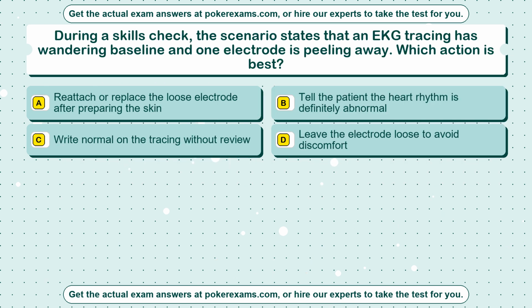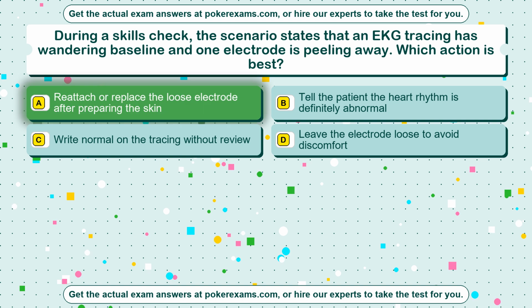Question 29. During a skills check, the scenario states that an EKG tracing has wandering baseline and one electrode is peeling away. Which action is best? Option A, reattach or replace the loose electrode after preparing the skin. Option B, tell the patient the heart rhythm is definitely abnormal. Option C, write normal on the tracing without review. Option D, leave the electrode loose to avoid discomfort.